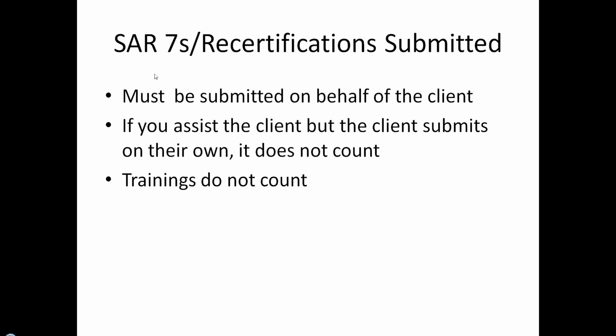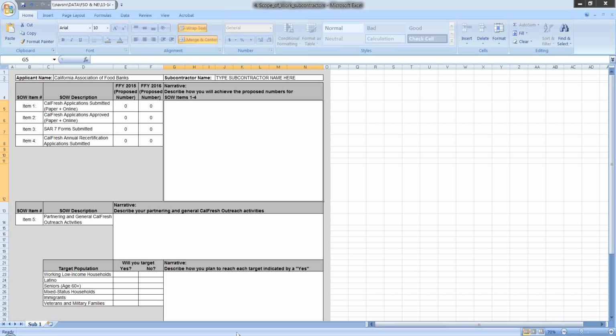And then there's just a clarifying question on what the 75% is. That means that it's not that 75% of the applications you submit have to be approved. It's that if we look at your scope of work, the number of applications you said would be approved, which is this box right here, you have to meet at least 75% of that number. Not a 75% approval rate.